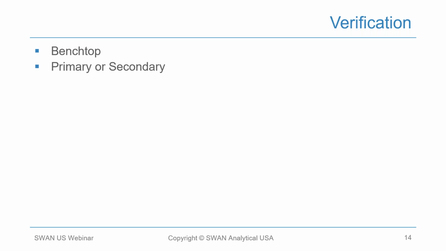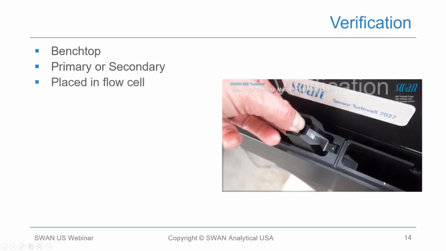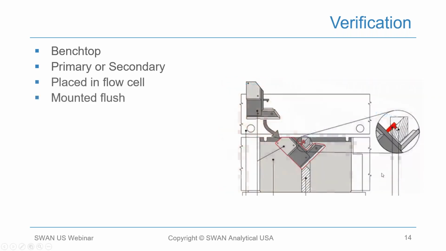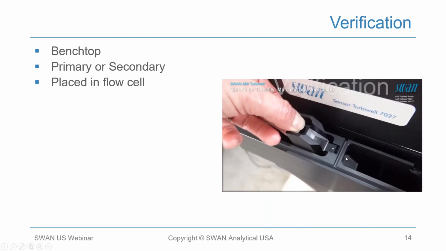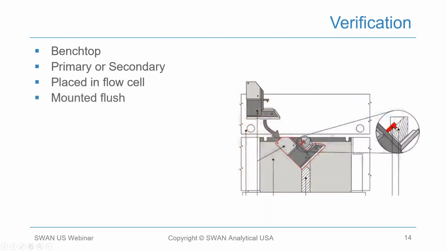It's very accurate and it's very simple. It's placed in the flow cell and it's mounted flush for integrity of the measurement. And there is a little pin on the unit. I'll show you that in a little bit. And it just sits right in this hole right here. It mounts in there flush and sits in there perfectly. So there isn't a lot of movement that you have to worry about to try to get it in the right place to read properly.